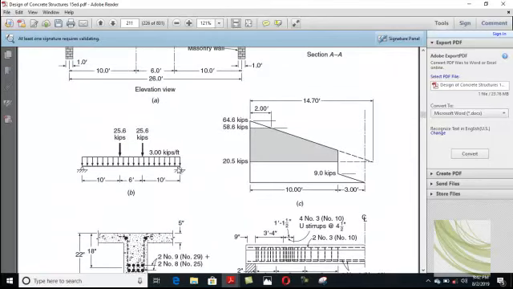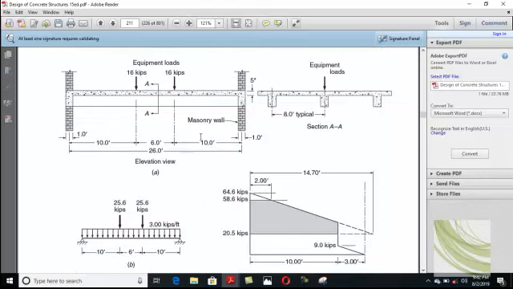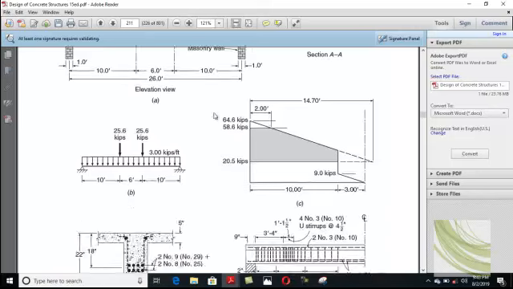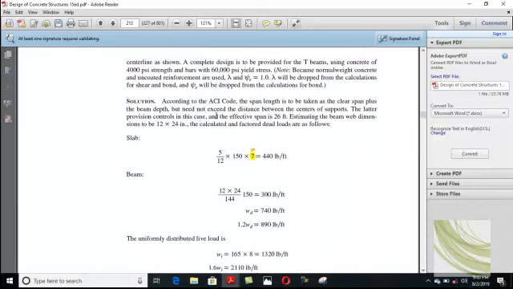This is the example, this is the UDL. First of all, you compute all types of weights. You have a 5-inch slab, so what will be its weight? And you have equipment weights, which will work like a live load, so they must be added to the live load. So what will be your ultimate load? Clear?